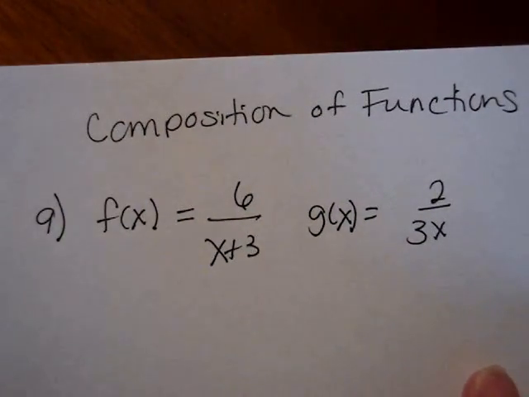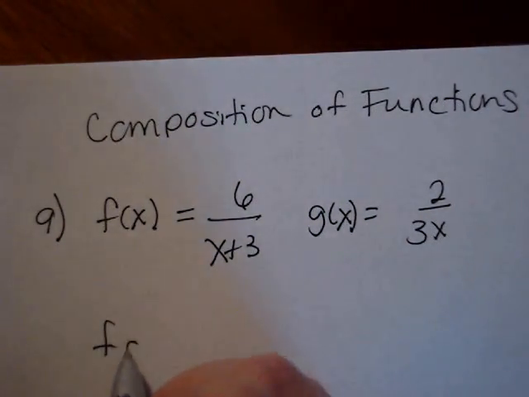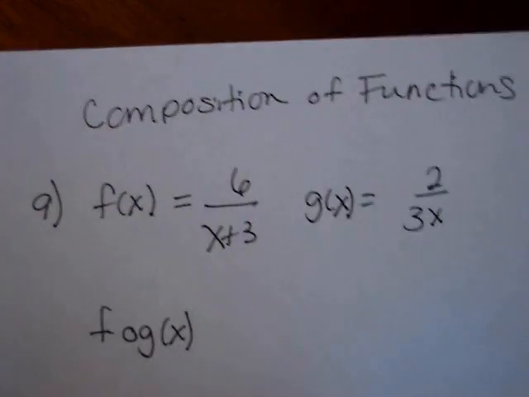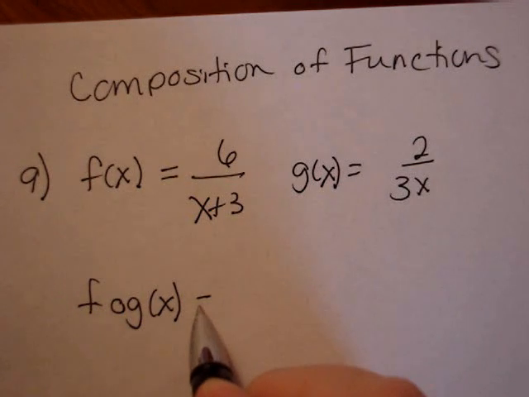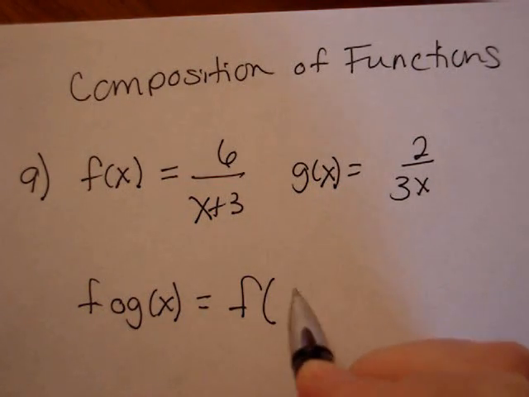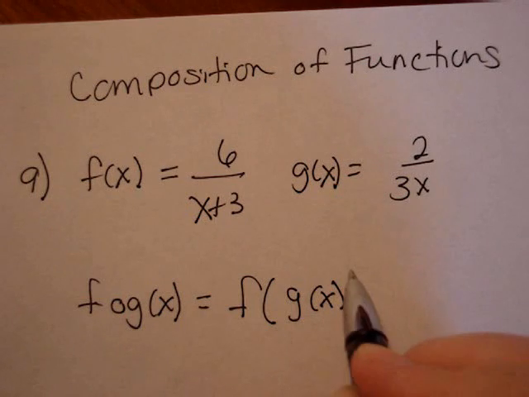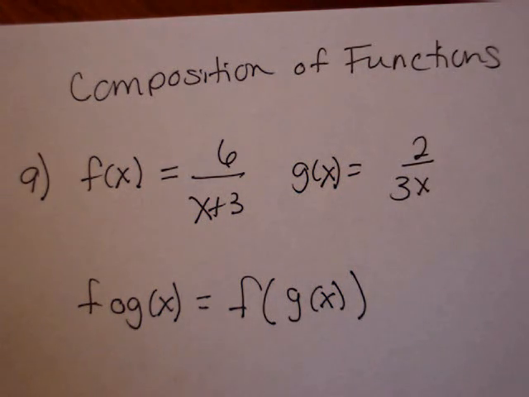f of x is equal to 6 over x plus 3, and g of x is equal to 2 over 3x. And we want to compose those in this order. We want to find f composed with g of x. Remember, our first step is to write the definition of composition. This means f of g of x. The g is the inside function. The f is the outside function.